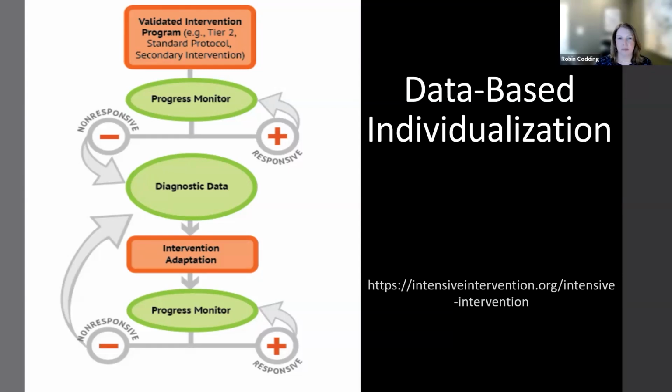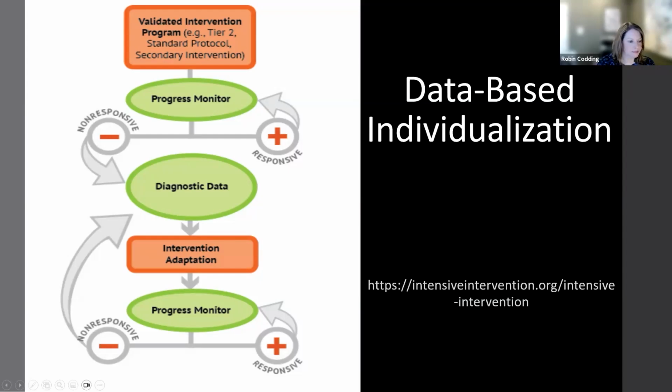I still haven't shown you those progress monitoring tools yet. If students are not responsive, then we are going to dig into this diagnostic data component. Using that diagnostic data gives us a better indicator about what is going on with their learning challenges, and we can adapt the intervention to better meet students' needs and then again continue to monitor progress. I'm just illustrating for you where these different assessment tools fit into a larger structure of how we make decisions for students that link assessment to intervention.